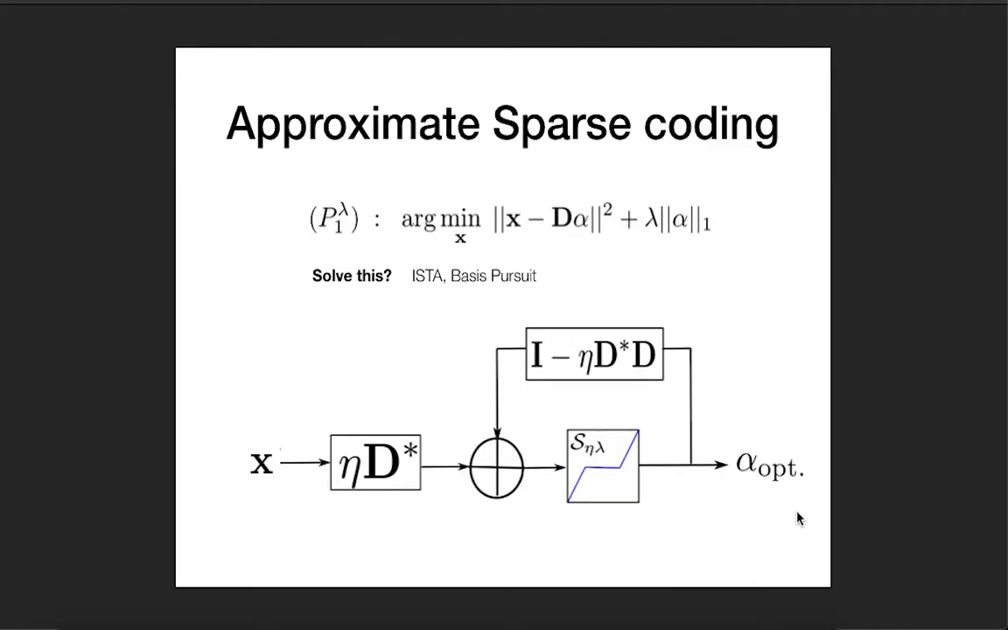alpha opt, right? So you have initial signal x, and then you project it with this operator, and then you multiply with this matrix, and so on. I hope you remember. But we're not using this today, so it's fine.